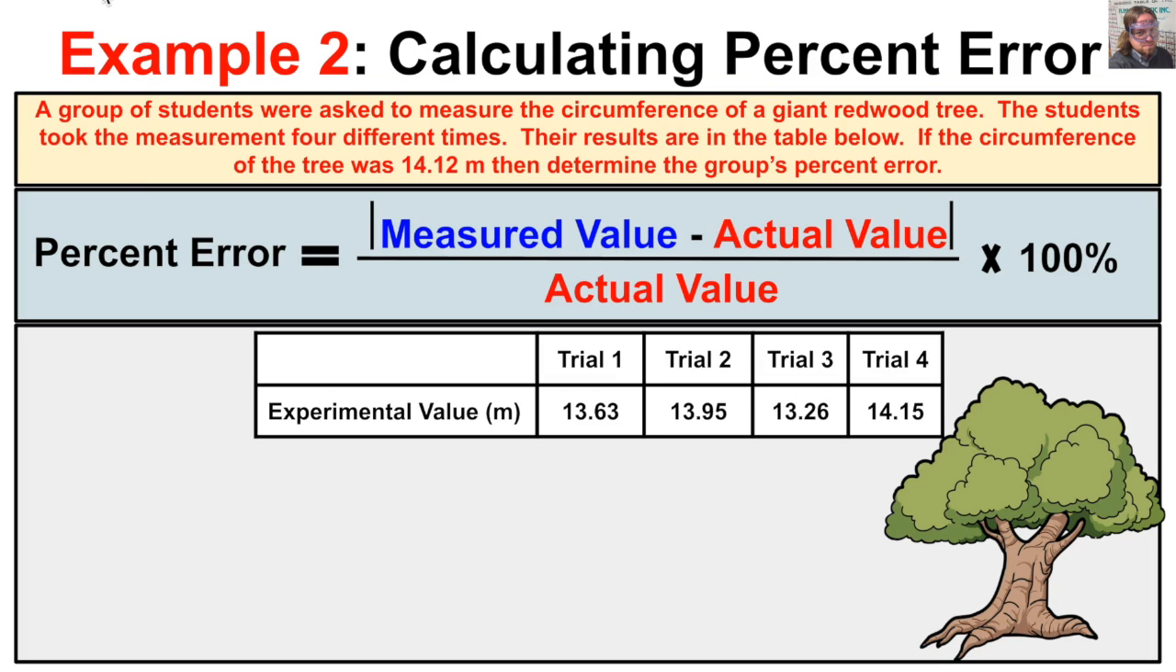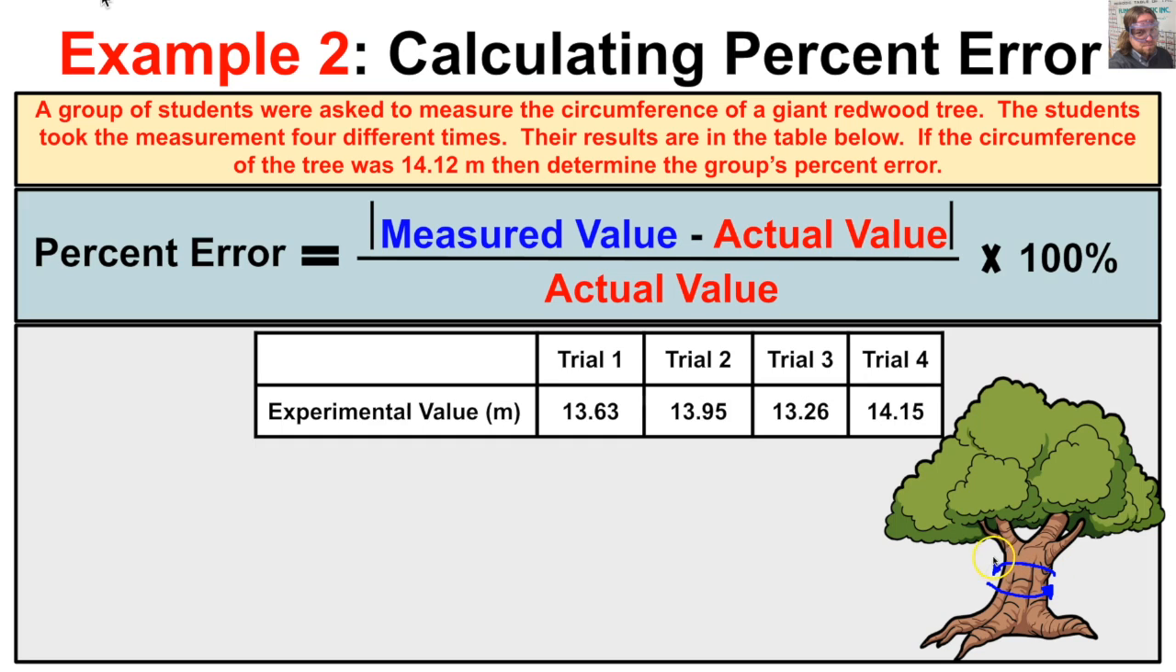In this second example, it says a group of students were asked to measure the circumference of a giant redwood tree. The students took the measurement 4 different times. Their results are in the table below. If the circumference of the tree was 14.12 meters, then determine the group's percent error. So it looks like they've measured the circumference of this tree right here. The circumference is the distance around the trunk of this tree, right? It's the distance that goes around the trunk.